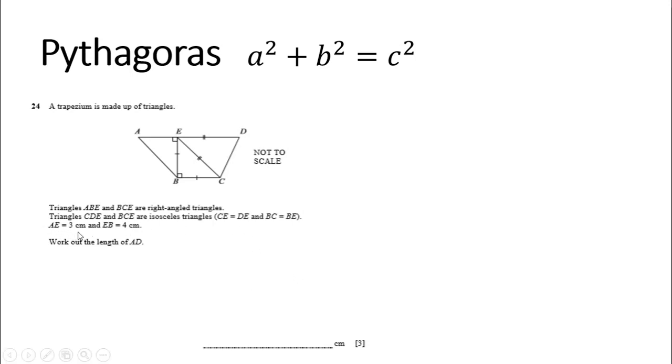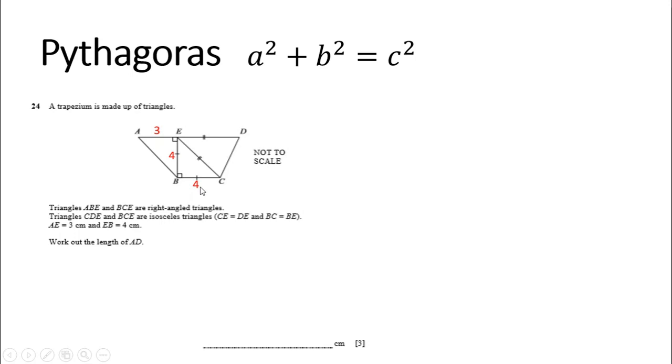Okay, and they tell us that also in writing. AE equals 3 centimeters. There's something they didn't tell us in the diagram. AE is this side here, is 3 centimeters. And EB, so that's this here, is 4 centimeters. So let's go ahead and label that on there. Now I took the liberty of saying this is 3 and this is 4, just as they told us, but because the marking says that these two sides are the same, this is also 4.